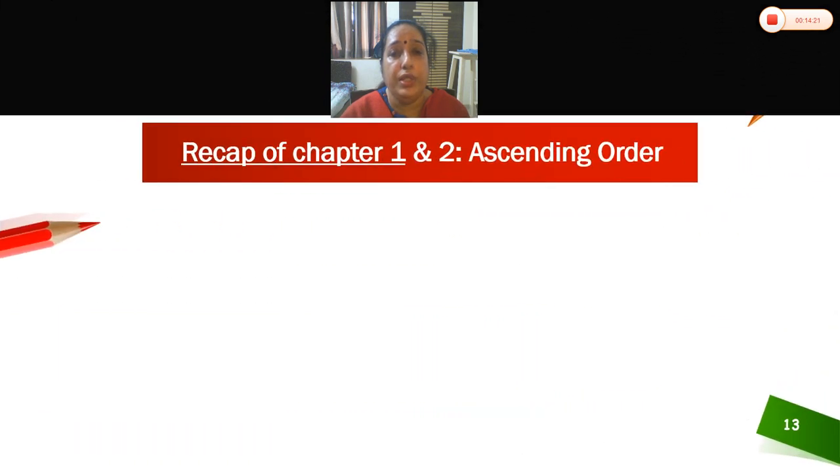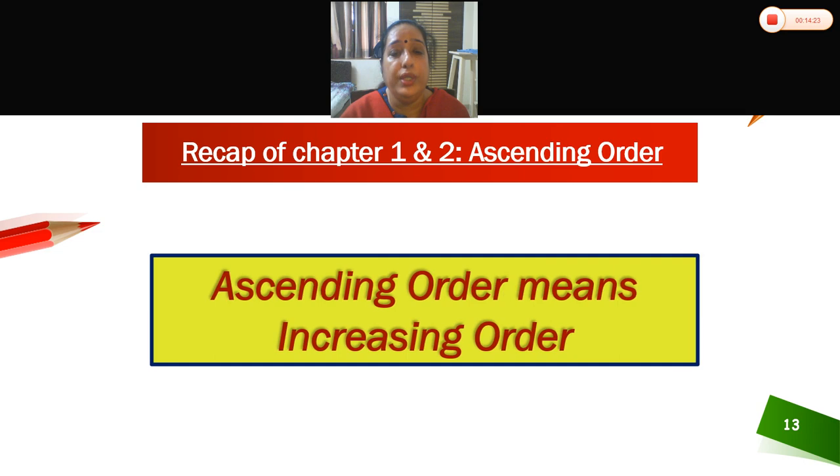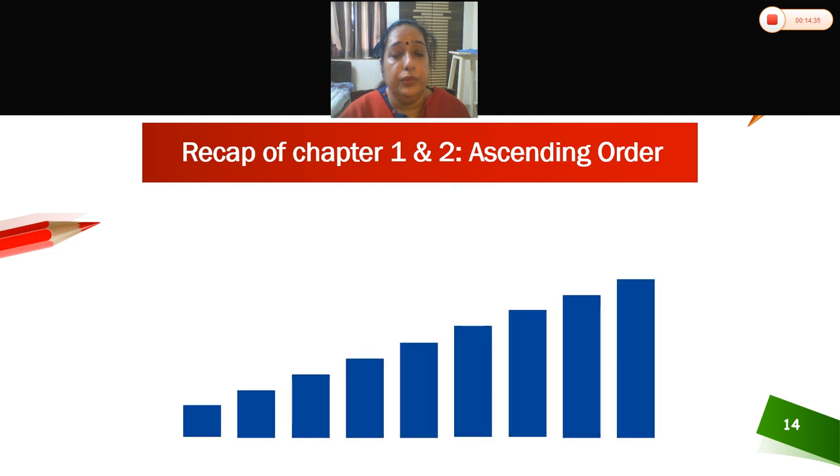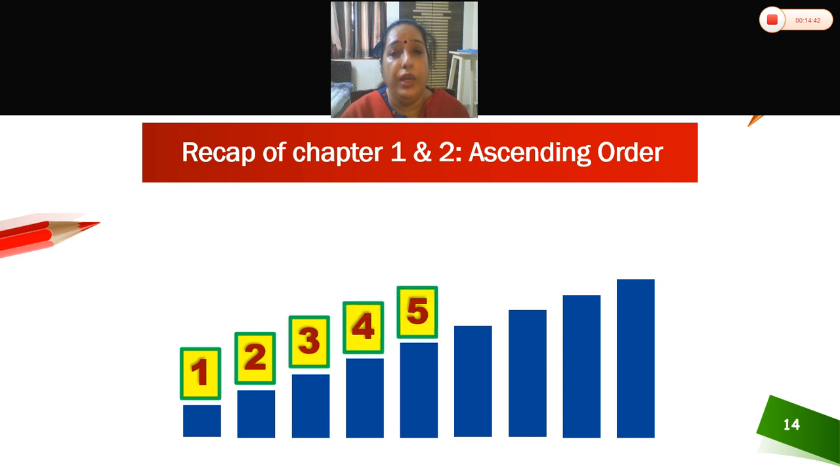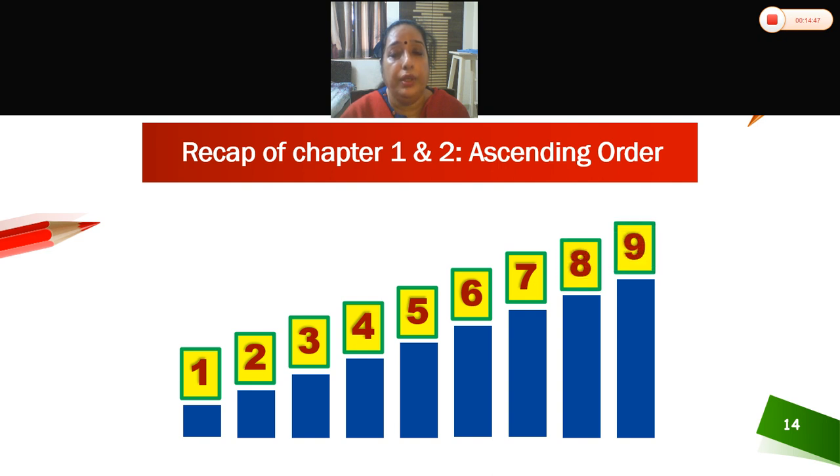Our next topic is ascending order. What is ascending order? Ascending order means increasing order. You are climbing the steps from down to up. Now see here the steps: 1, 2, 3, 4, 5, 6, 7, 8, 9. These all are ascending numbers. Smaller number to bigger number.